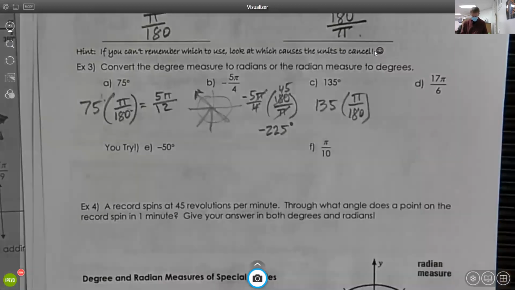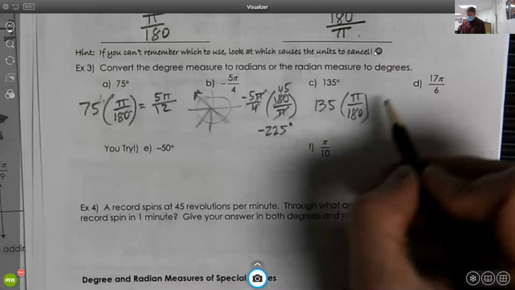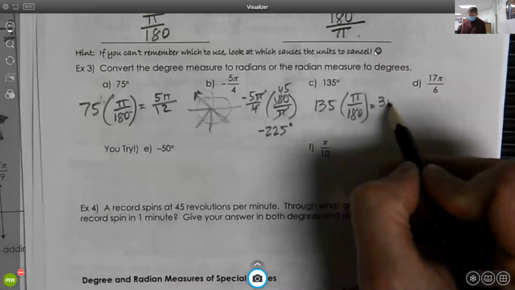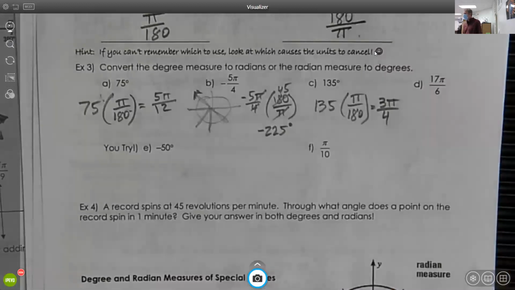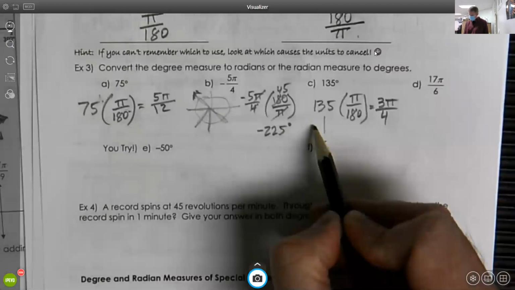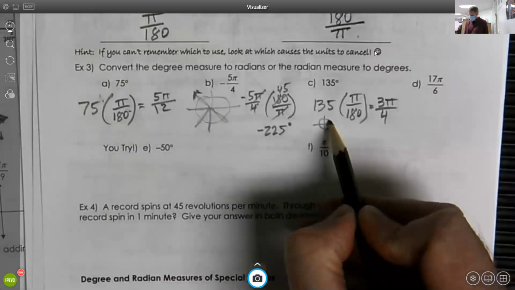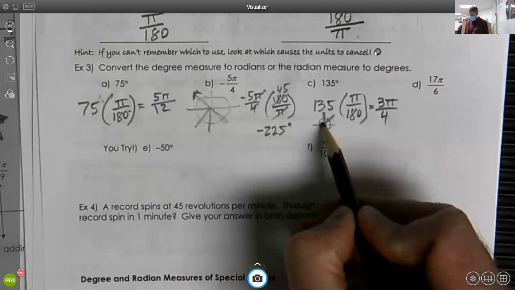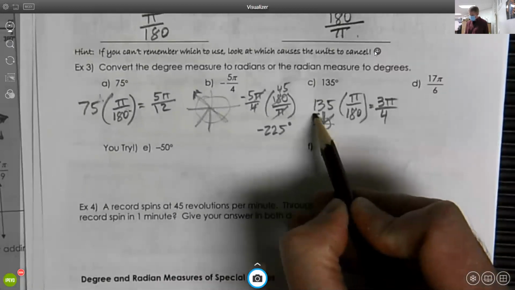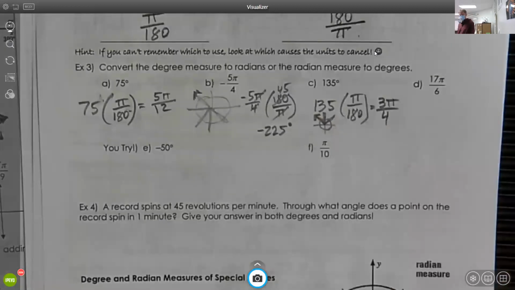We know that 45 goes into 135 3 times, and 45 goes into 180. So if you think about the unit circle, you would have 1/4, 2/4, 3/4, and that's why it's pointing off in that direction at 135.